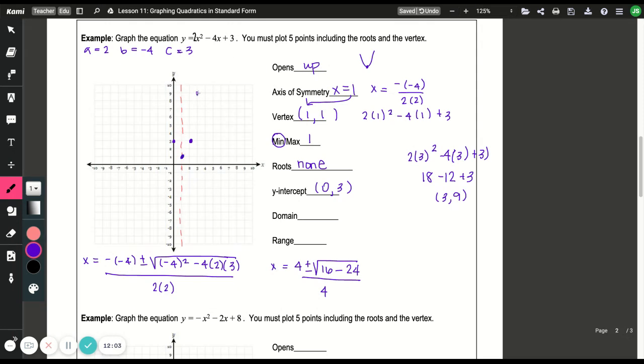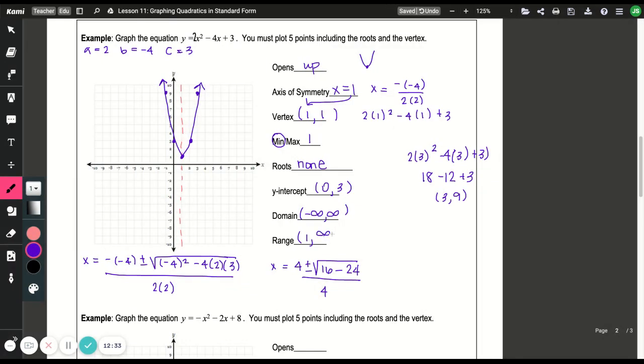So I have that point, and now again we can use the fact that they're symmetric to find the point on the other side. So if this is 2 away, I can go 2 on the other side and get another point right there. So there's one side and the other. The domain is negative infinity to infinity. The range, the lowest it goes is positive 1, and it goes up forever.